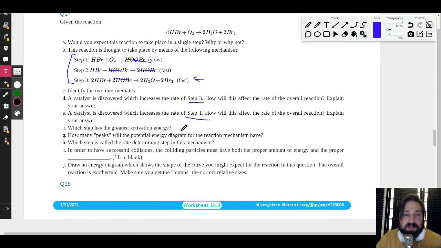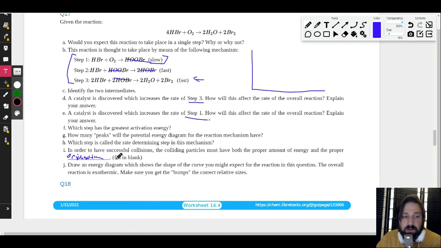Which step has the greatest activation energy? That would be the slow step. How many peaks would this have? 1, 2, 3. 3 peaks because of 3 steps. Which step is the rate determining step? It's the slow step. In order to have successful collisions, colliding particles must have proper amount of energy and proper orientation. Sure. All right. And then draw energy diagram which shows the shape of the curve.